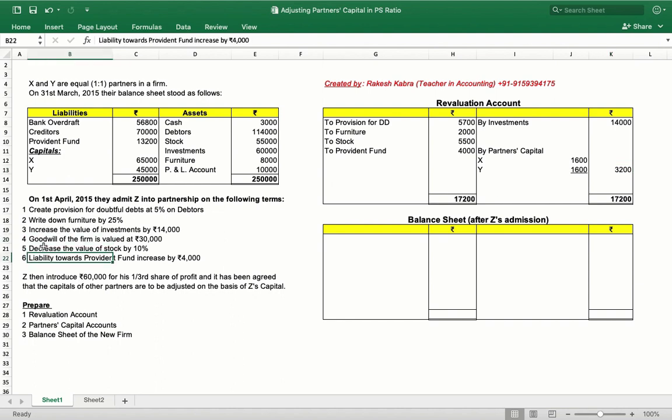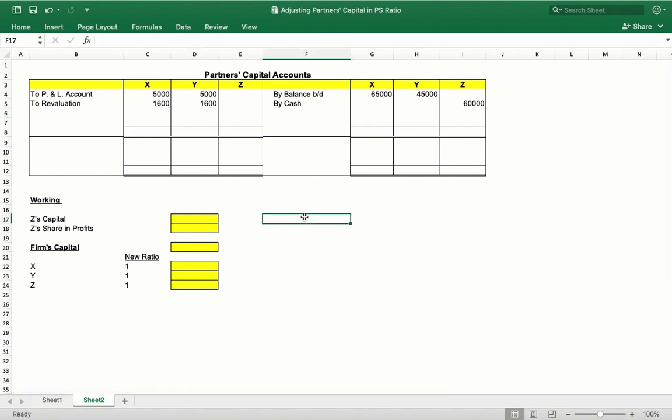Now here in the question it is given that goodwill of the firm is valued at rupees 30,000. So let's see how to solve this point. So the value of the goodwill is 30,000. Now first we will compute the new partner's share in this goodwill. Z's share. So 30,000, and as he was admitted in the firm for 1/3 share, his share in this goodwill will be rupees 10,000. Now he is supposed to bring rupees 10,000 in the firm.